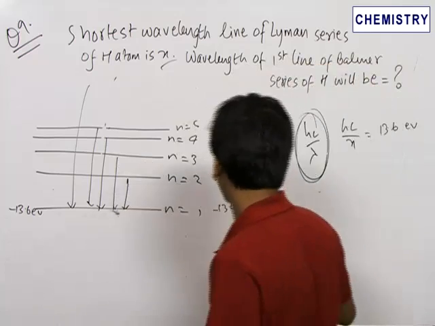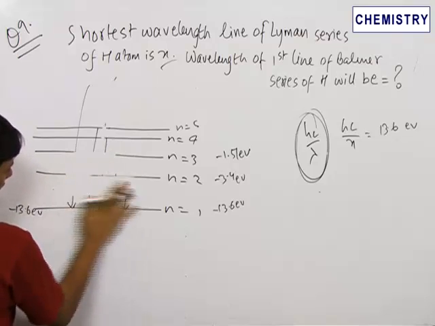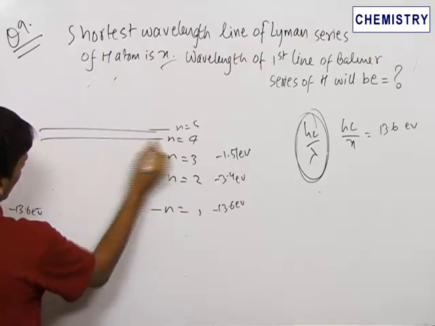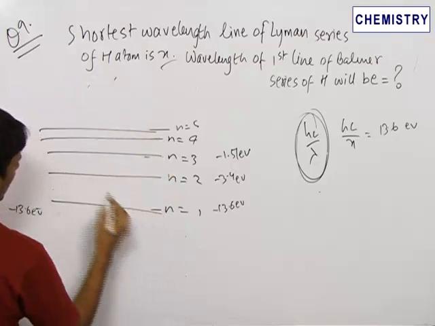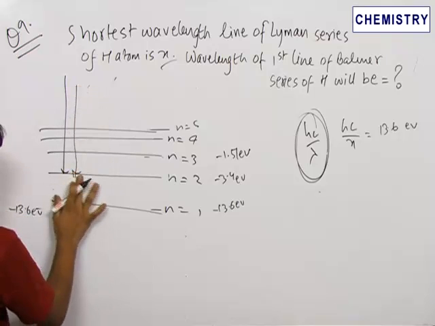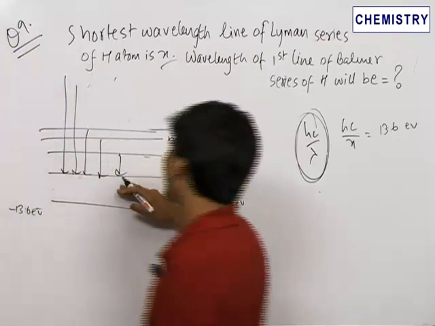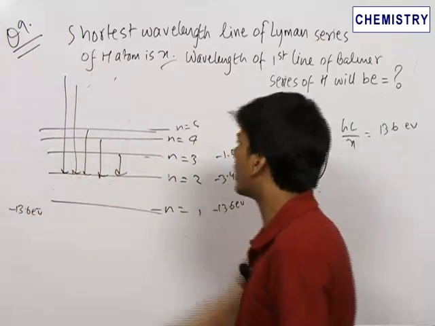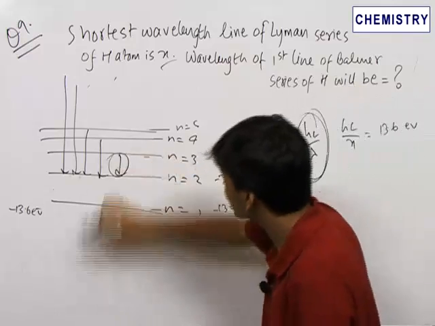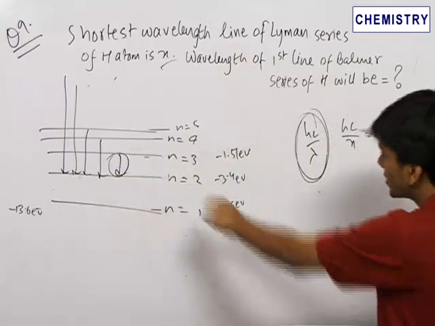Now we need to find out the wavelength of the first line of the Balmer series. Let us draw the diagram over here. The Balmer series consists of all lines which are ending at n equal to 2, from infinity to 2, from 5 to 2, 4 to 2, 3 to 2, all the lines ending at n equal to 2. These are the lines of the Balmer series. We need to find out the wavelength of the first line. The first line of the Balmer series is this line.